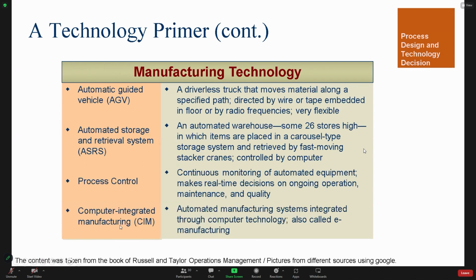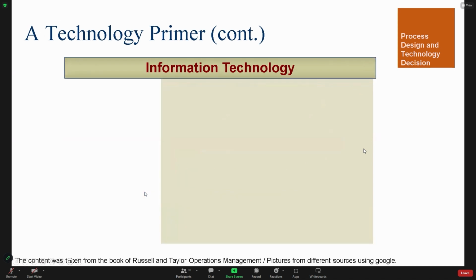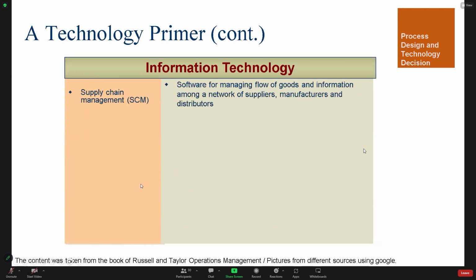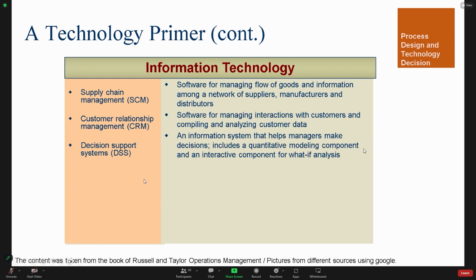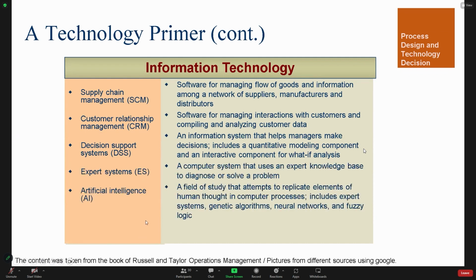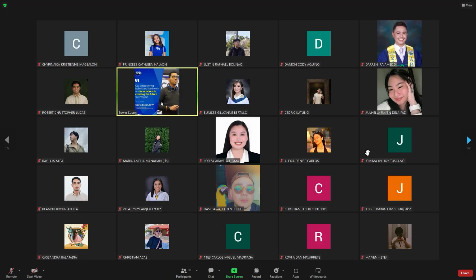Process control, okay, continuous monitoring, and computer integrated manufacturing. Okay? Last one, for information technology, you can use supply chain management, customer relationship management, okay? Decision support system, expert system, and even artificial intelligence. Okay? Medyo ito, lumalago na yung artificial intelligence. And if you're going to look at it, even customer service, artificial intelligence muna. Kung di masagot ng artificial intelligence yung inquiry nyo, then saka kayo pinapasa sa call center agent. So far.